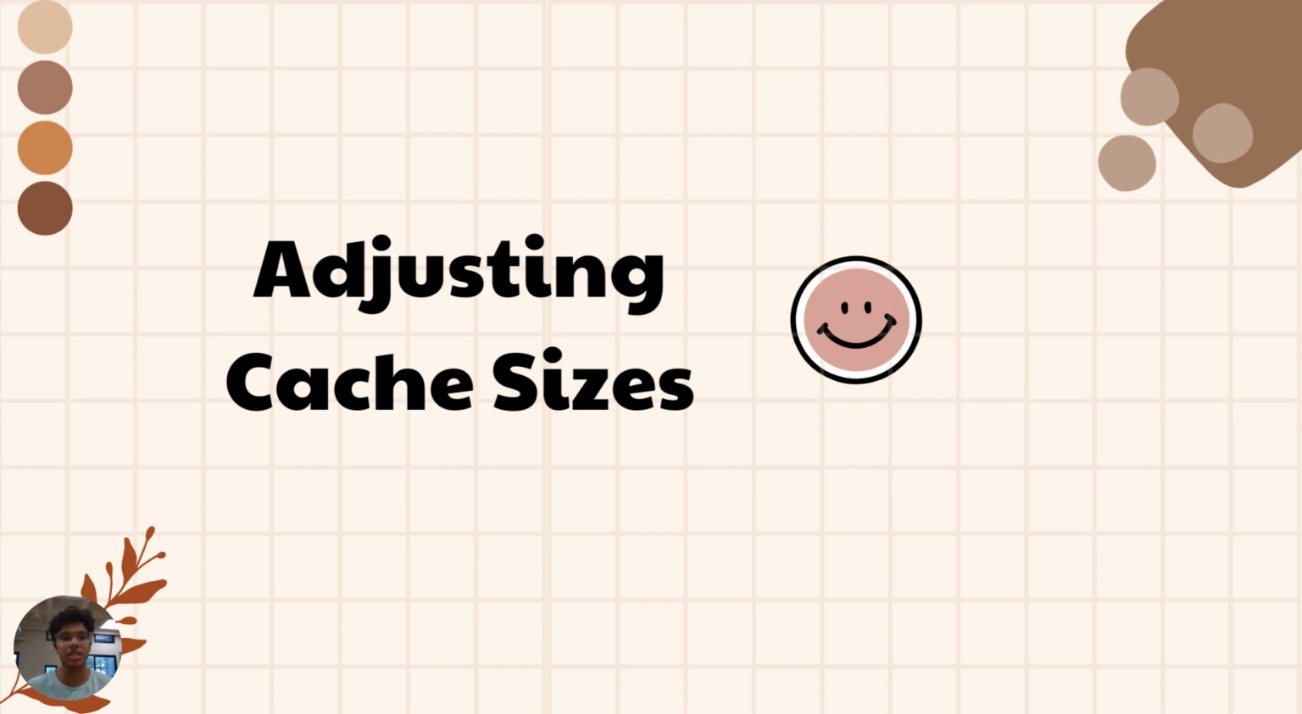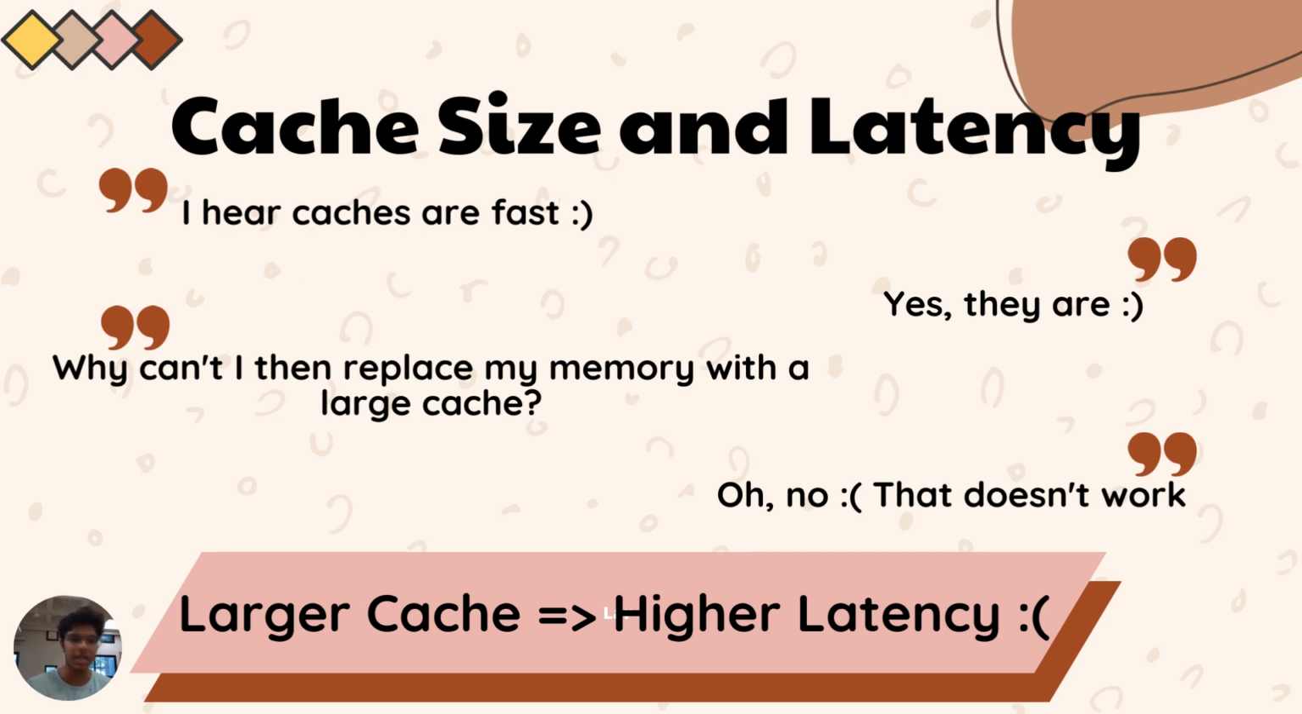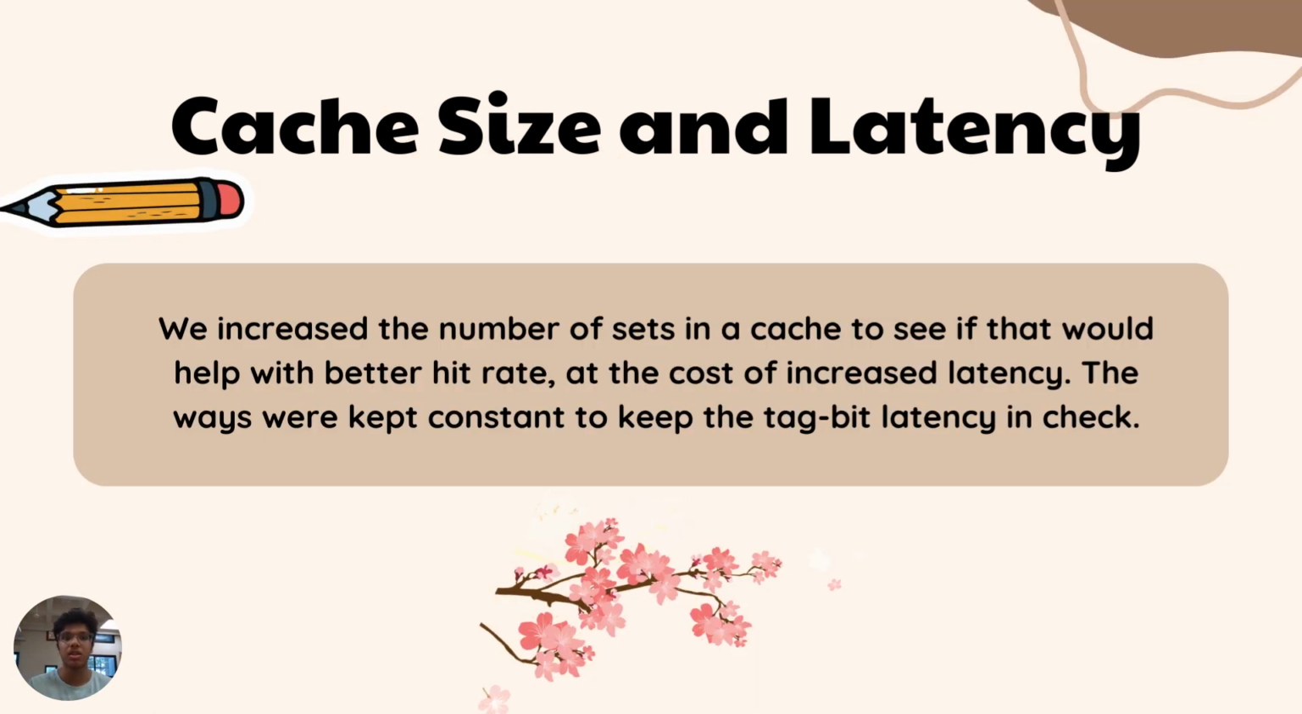As in our project goal, we also had to focus on different cache hierarchies. One aspect of that is adjusting the cache sizes. When you increase the cache size, the latency of the cache rises, but the number of misses tends to go down because there is a higher chance of the tag matching. So we increased the number of sets in a cache to see if that would help with a better hit rate. But we made sure that the ways were kept constant, because that led to easier tracking between the different sizes.